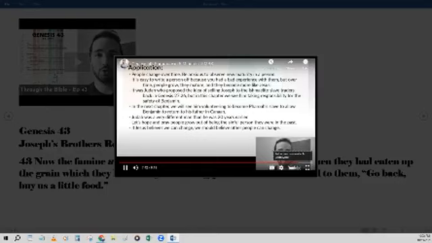In chapter 37, he sold his brother and broke his father's heart. In the next chapter, we're going to see him willing to sacrifice his own life to save his brother's life and to preserve his father's heart. So needless to say, Judah was a very different man.